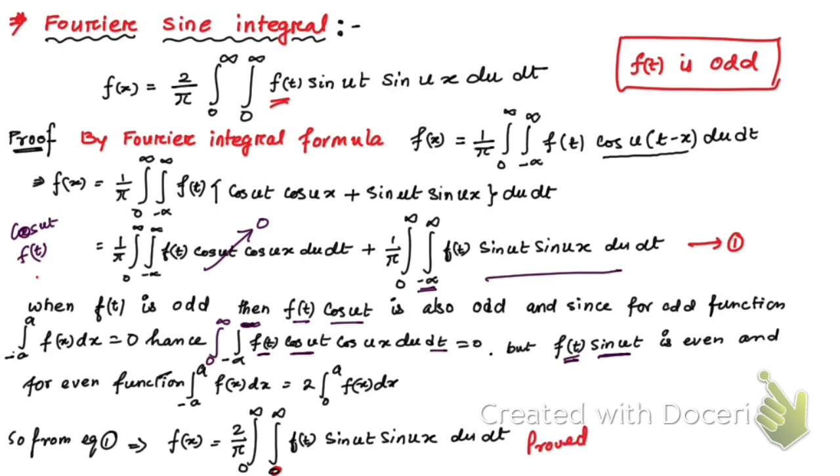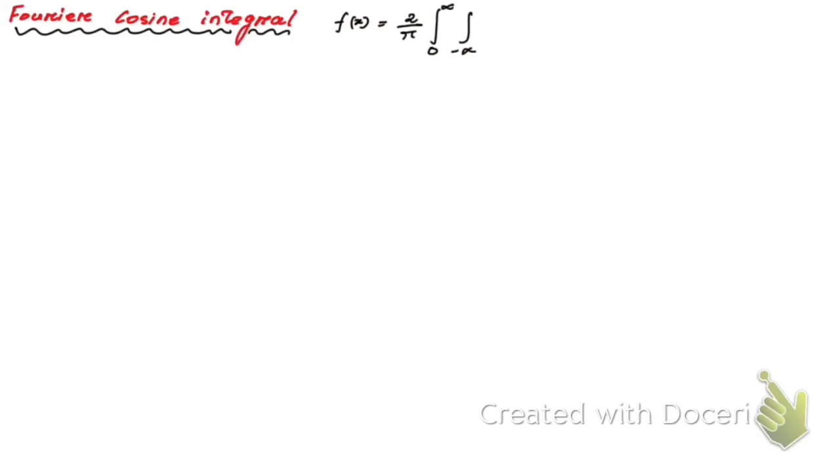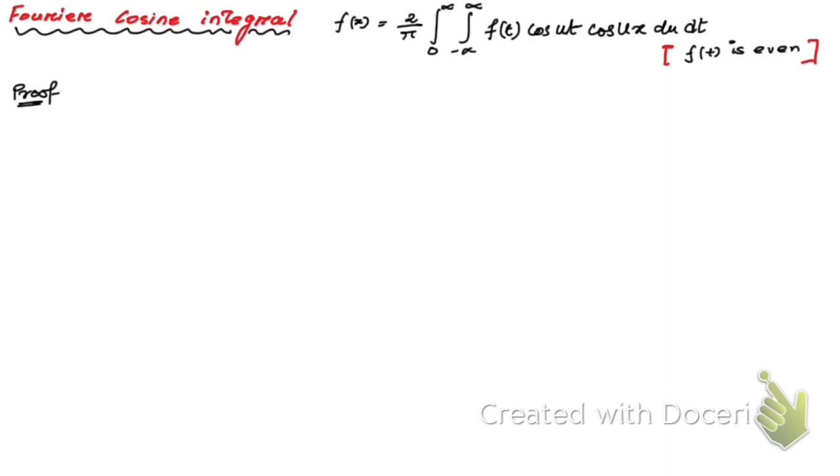Now let us discuss the cosine integral. Okay, let me go to the next slide. Fourier cosine integral. The Fourier cosine integral is given by f of x equals 2 by pi, double integration from 0 to infinity and minus infinity to plus infinity of f of t cos ut cos ux du dt, right? In this case, f of t must be even, right? So now let us prove. Again, we are going to proceed the same way as we did in the Fourier sine integral. Up to equation number 1, we are going to follow the same steps. So let me write faster.